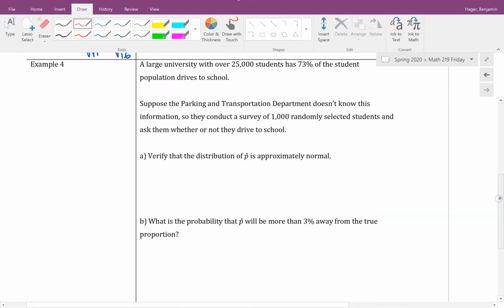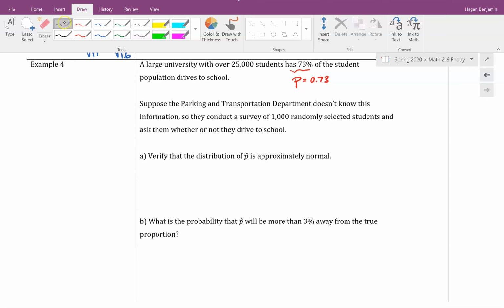Let's take a look at this last example. A large university with over 25,000 students has 73% of the student population drive to school. So this is a proportion now, right? This is a population proportion, 0.73, or 73 out of 100. So suppose the parking and transportation department doesn't know this info, so they're trying to figure it out. They conduct a survey of 1,000 randomly selected students and ask them whether or not they drive to school.